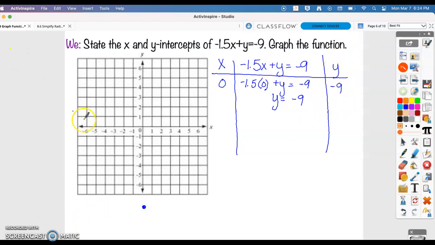So I'm going to make a little note down here. The y-intercept, I'm going to write as the ordered pair (0, -9).